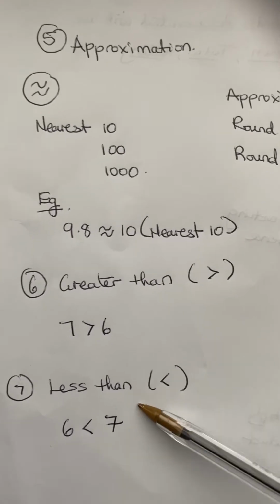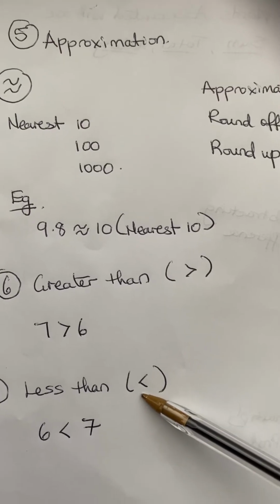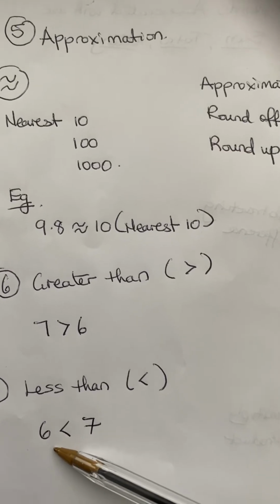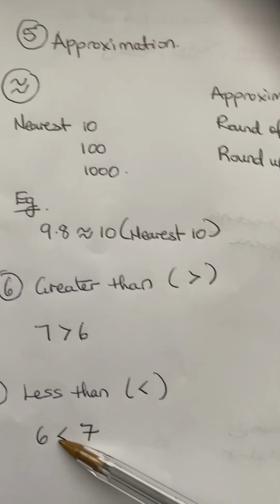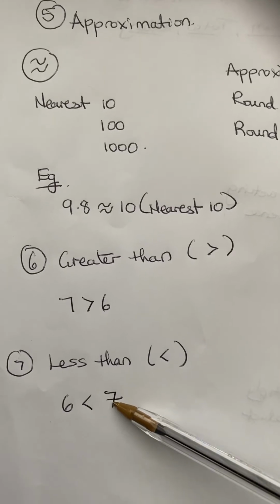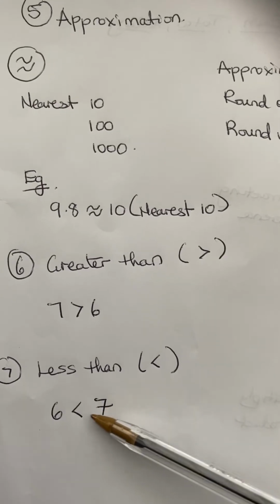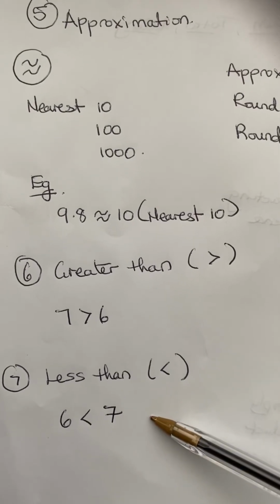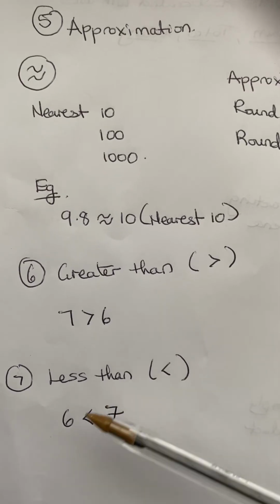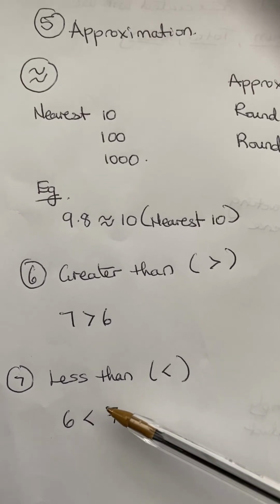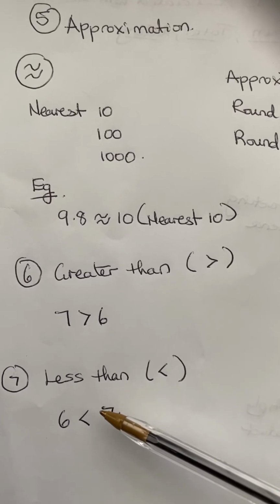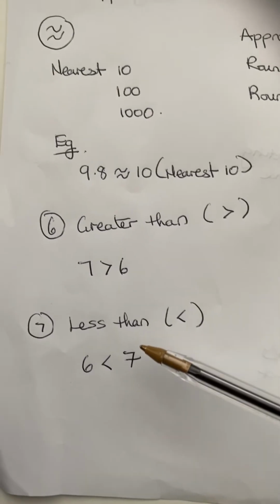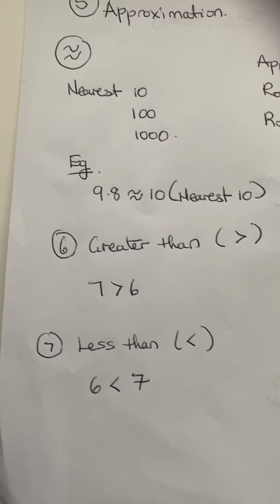The next one is less than, and here is the symbol, and the smaller number normally comes first. So 6 is less than 7. 5 is less than 10. You can make some of these examples up so that you can pause and watch and rewind and go back, or make your own examples so that you become familiar with some of these.